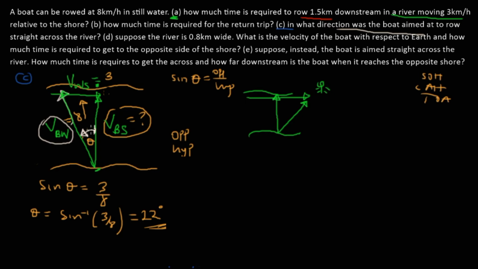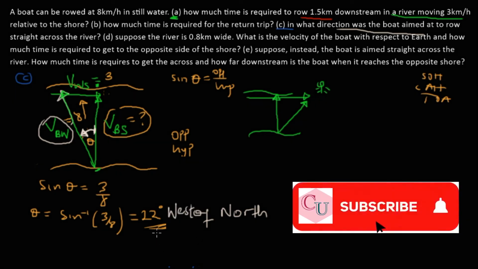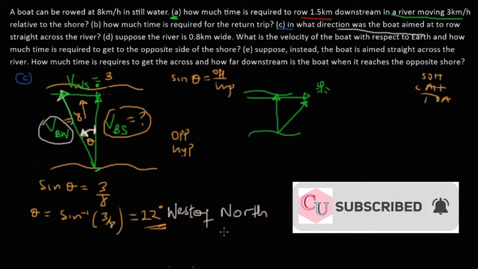So the arrow has to be towards the side. So theta remains 22 degrees irrespective of the direction of the arrow. Since this is what we are looking for, we can simply say that it is 22 degrees. The arrow is coming from the north, so we can say of north. Where does it head to? It heads to the west. So that is 22 degrees west of north.